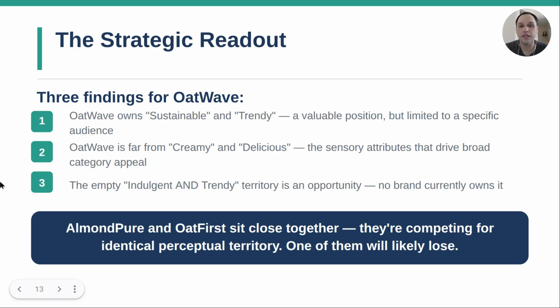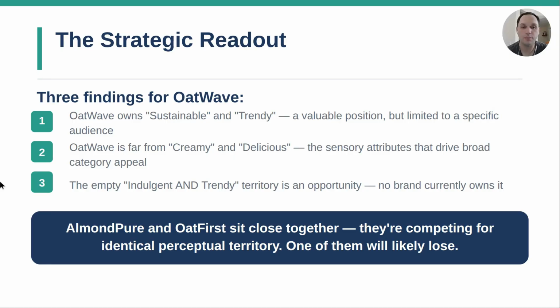Three strategic findings for Oat Wave from this map. First, Oat Wave clearly owns the sustainable and trendy positioning. That's a real, coherent perception among consumers. It's valuable, but it appeals primarily to a specific sustainability-motivated audience. Second, Oat Wave is far from creamy and delicious, the sensory attributes that drive broad category purchase across all consumer types. That gap is a product and messaging vulnerability.